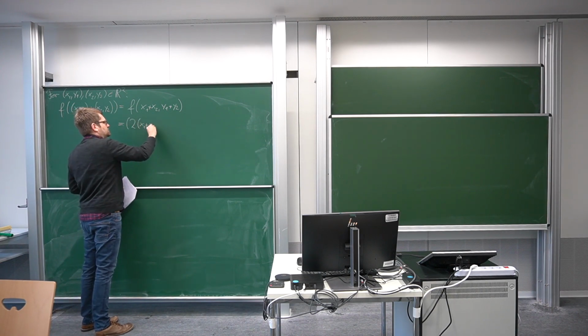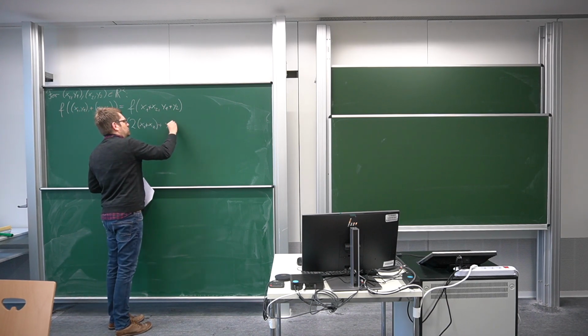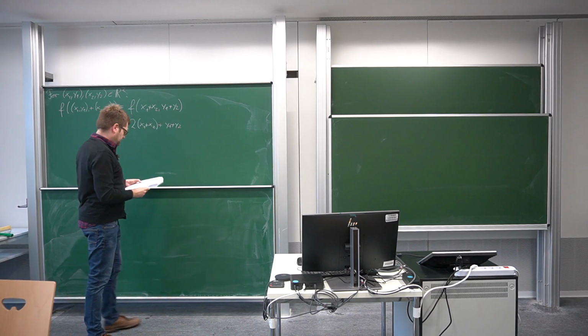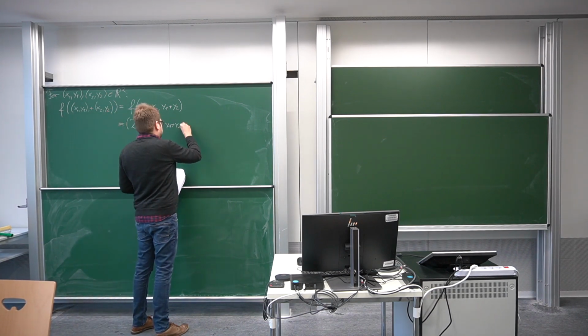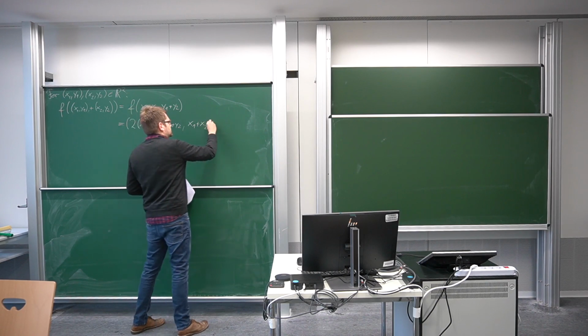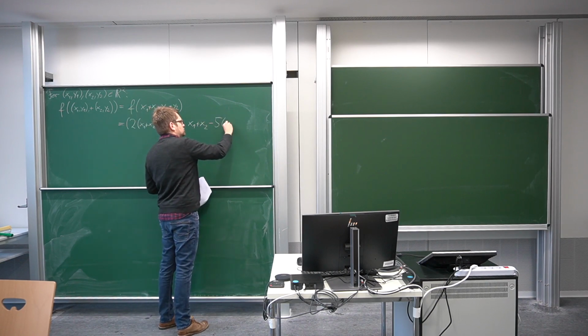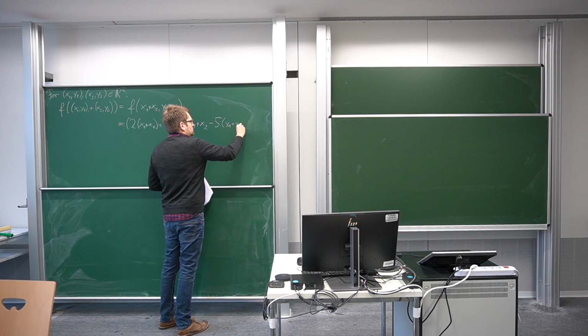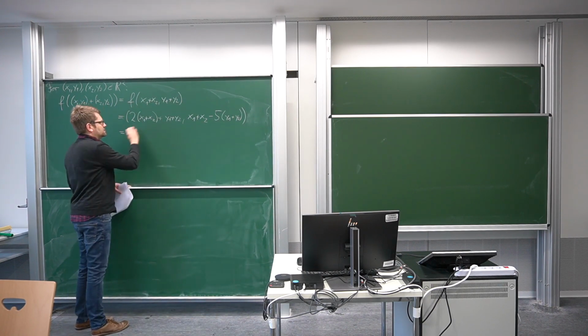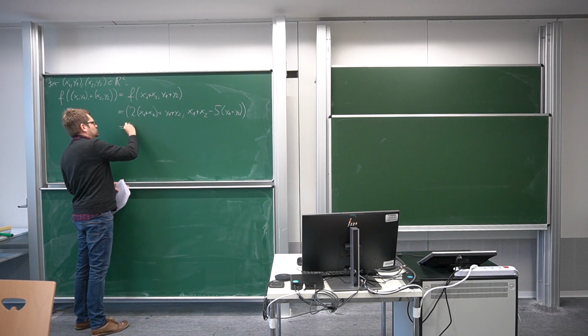(2(x1 plus x2) plus (y1 plus y2), so twice the x component plus the y component. And in the second, we have the first coordinate, so x1 plus x2 minus 5 times the second component, y1 plus y2). So let's do this computation and reorder the terms a bit.